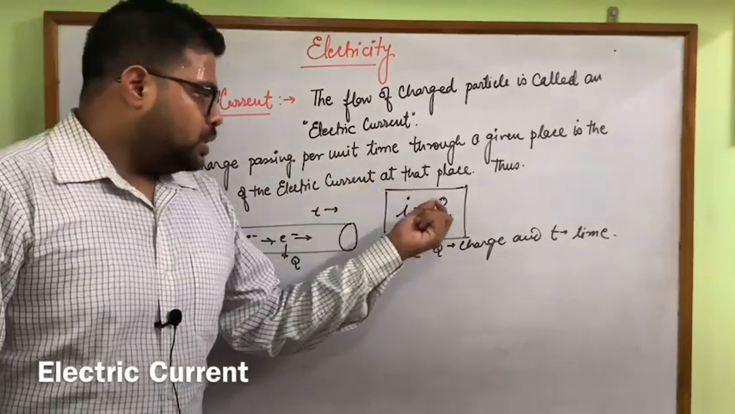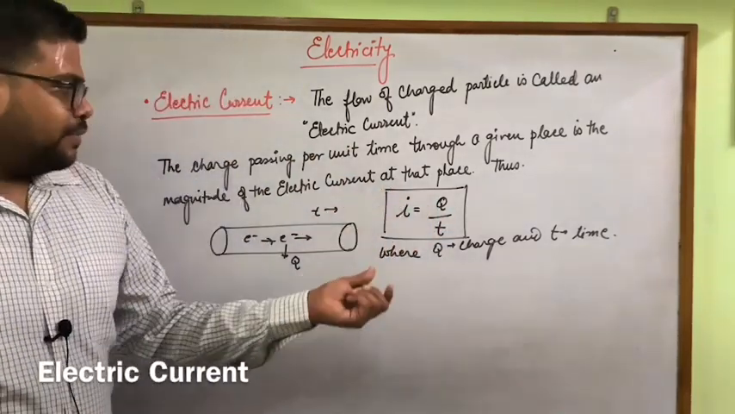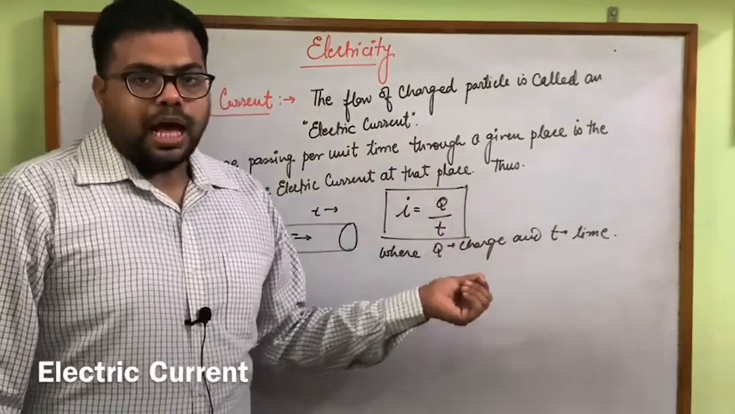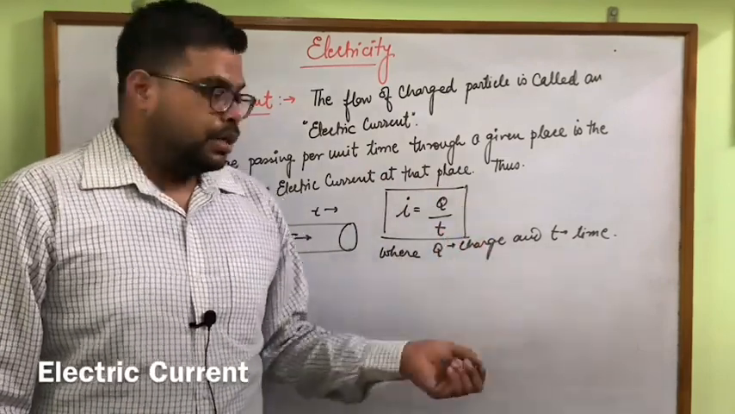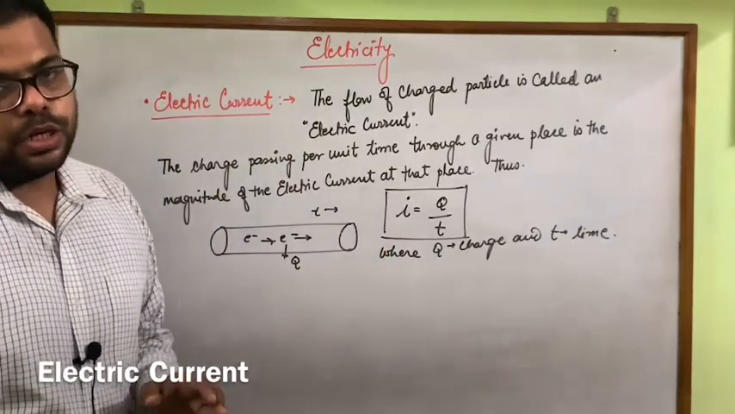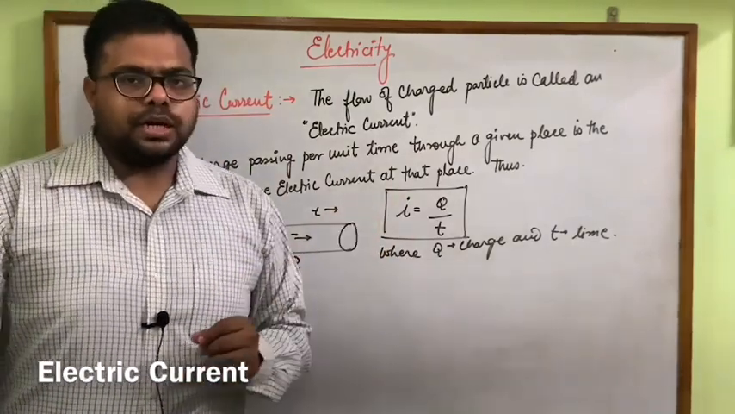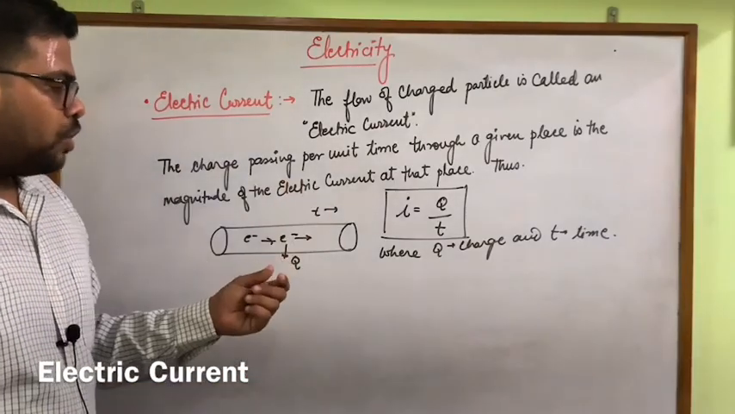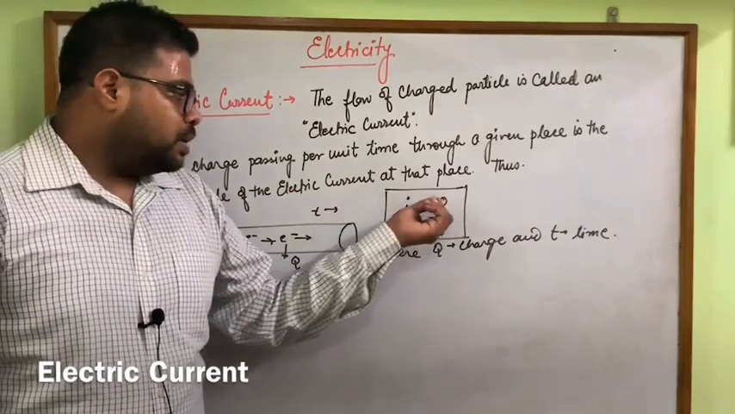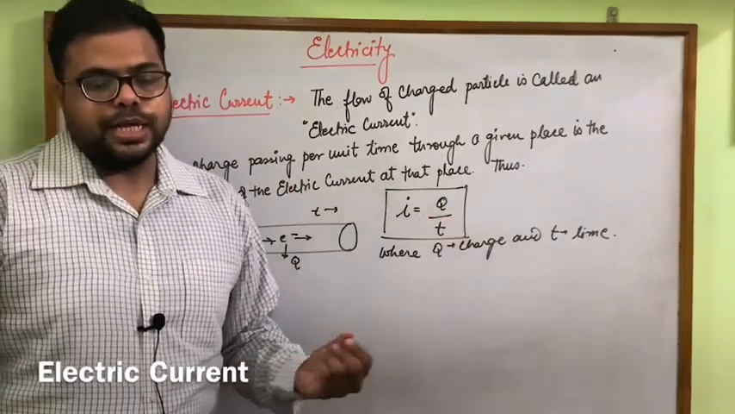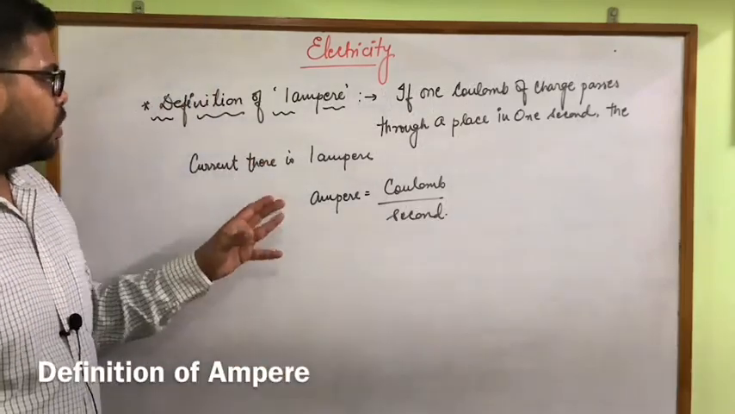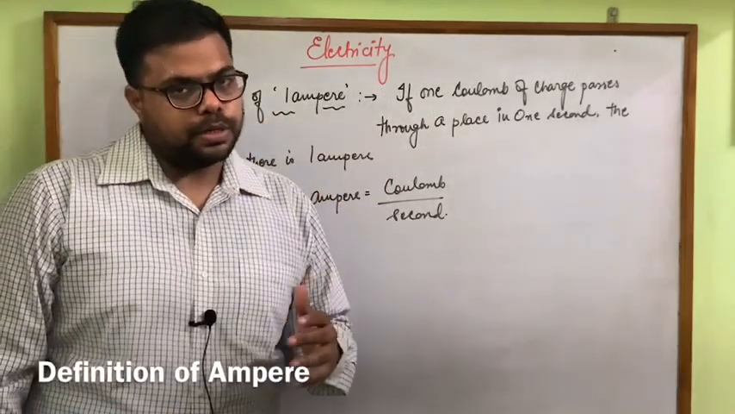The particular SI unit assigned for electric charge is coulomb and for time is second. So the SI unit of electric current, named by the scientists, is ampere. The ratio of coulomb per second is also known as ampere. Now we are talking about the definition of 1 ampere.